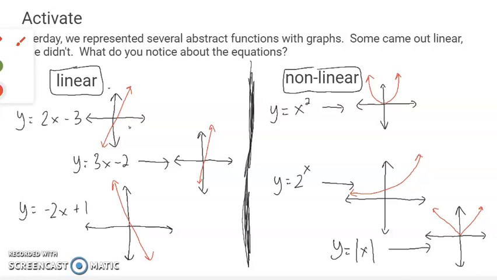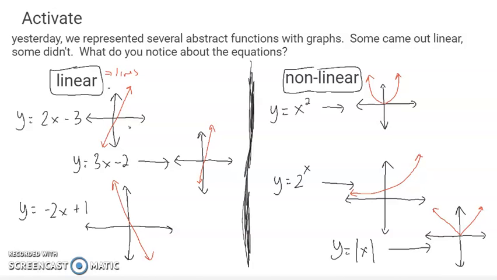We graphed a lot of abstract relations yesterday. Some came out linear, meaning their graphs are lines. Some of them did not come out linear, meaning their graphs are not lines. And I wrote all the ones we did yesterday here. Here are the ones on the left that were linear. Here are the ones on the right that are not.